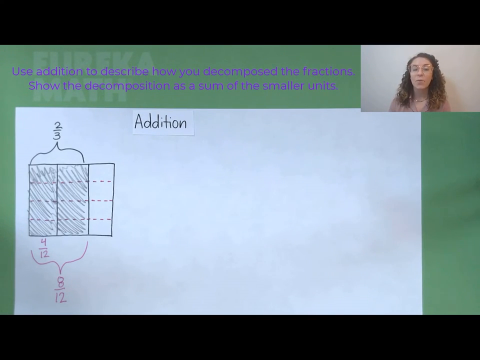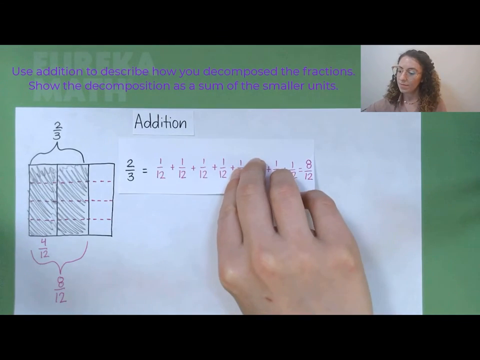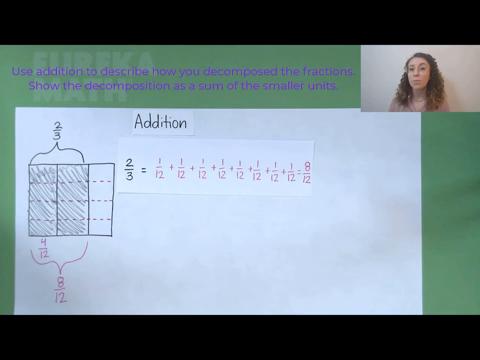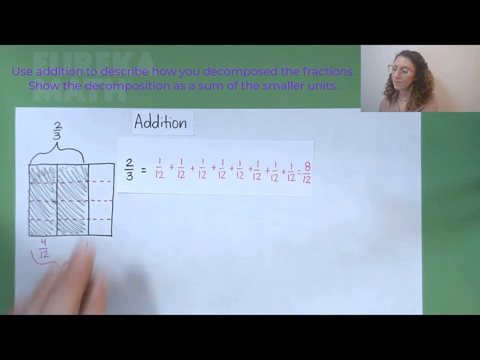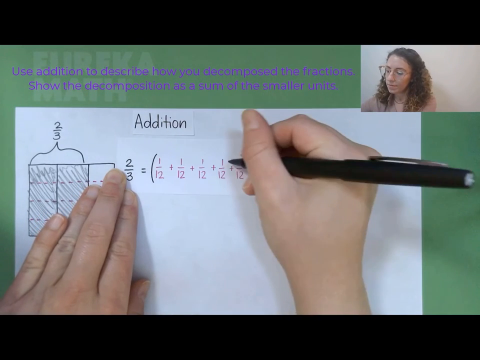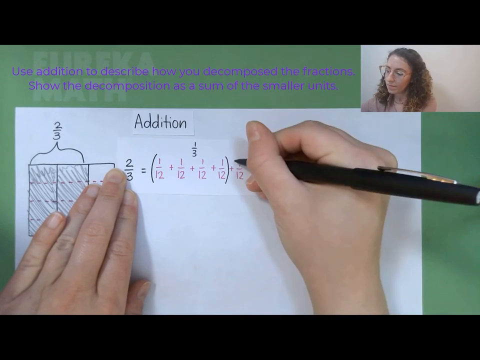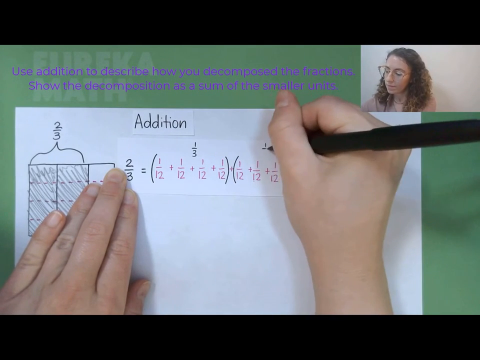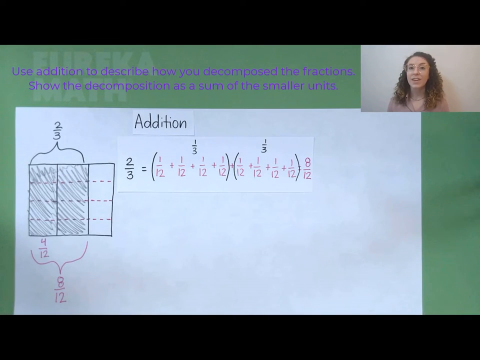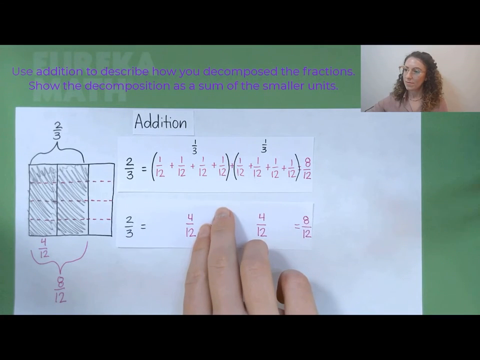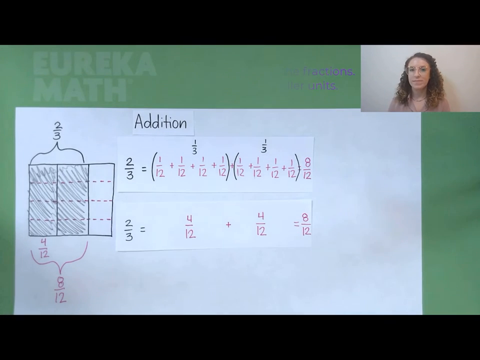You might have added up 1/12 8 times. Or maybe you grouped 4/12 together to show each third, and added 4/12 twice. Now use multiplication. Express the decomposition as a product of the smaller units.